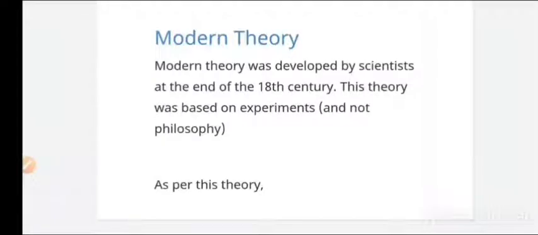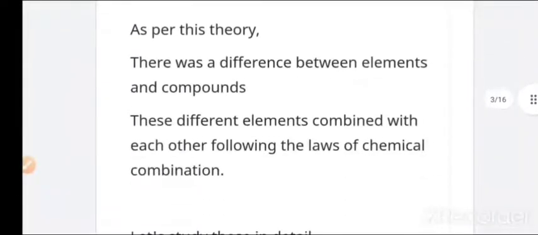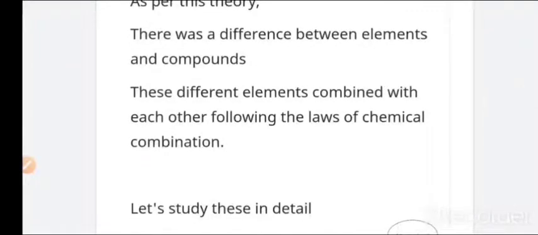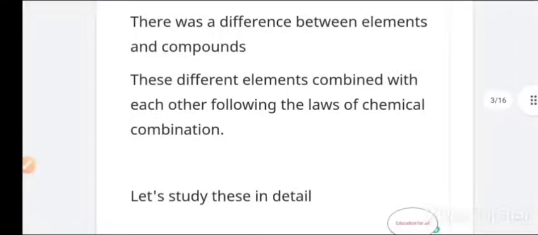Modern theory was developed by scientists at the end of the 18th century. This theory was based on experiment, not on philosophy. According to this theory, there is a difference between element and compound. What is the difference? An element is composed of the same kind of atom, but a compound is composed of different types of atoms. That is the simple difference.